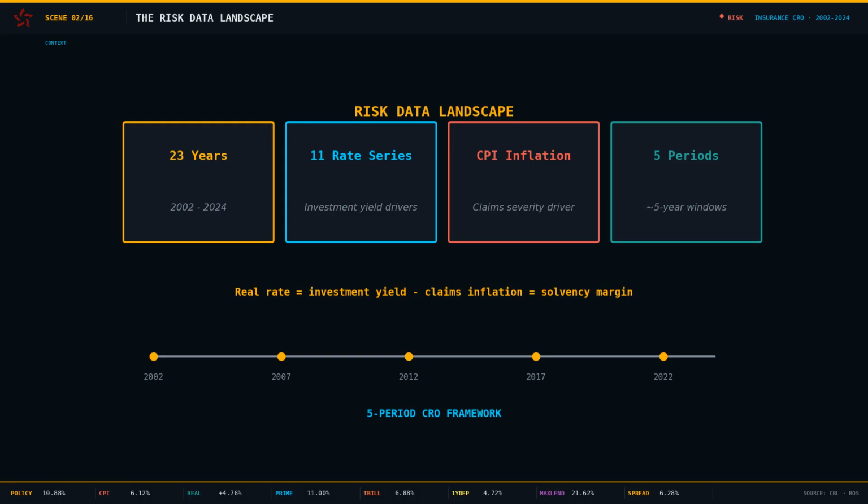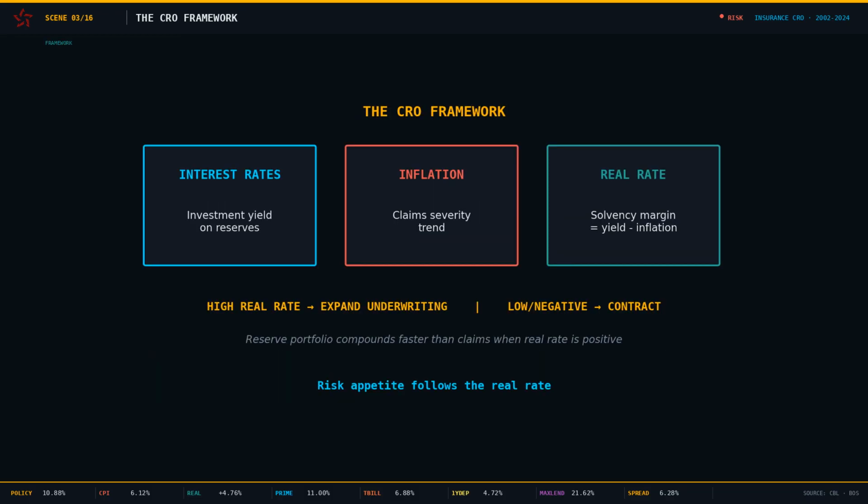For an insurer, the real interest rate drives investment yield on reserves. Inflation drives claims severity. Together, they define the underwriting environment. The framework for an insurance CRO. 3 forces shape risk appetite. Interest rates set the investment yield on the reserve portfolio. Inflation sets the claims severity trend. The real rate, nominal minus inflation, sets the solvency margin.